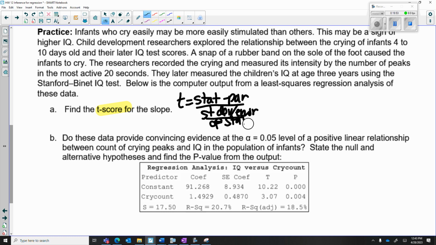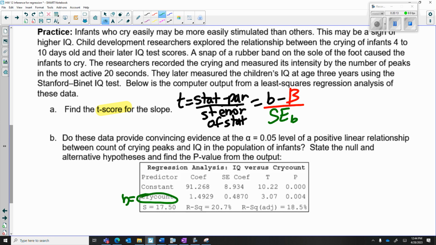Okay, so in this case, the statistic is the b, the slope of the sample, the parameter is the beta, and the standard error is SE of B, okay? So the statistic here is the B. So that's this, the cry count. Remember, it's always changing from question to question, but this is the slope. Remember this constant is the y-intercept. It's always going to say constant for the y-intercept. We don't care about that one for this.